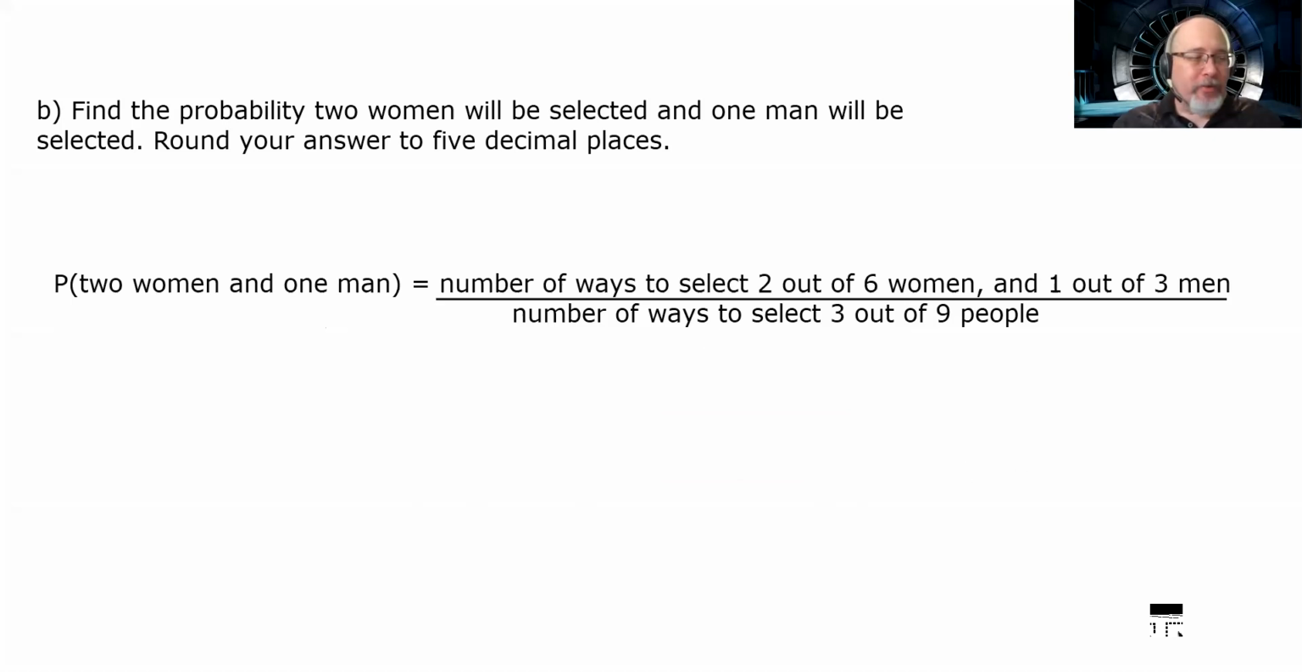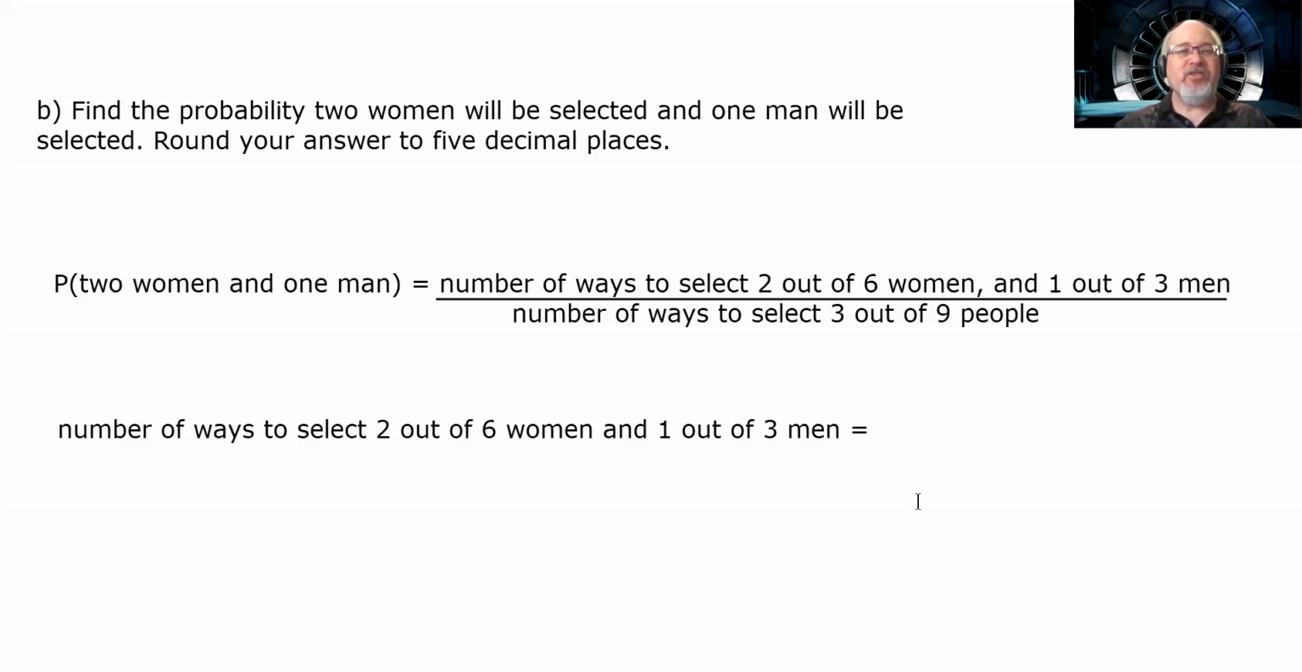The numerator is going to be a little trickier to figure out, but this is where we have to go back to the fundamental counting principle. We need to select 2 women. We need to select 1 man. We have 2 decisions to make. Fundamental counting principle says figure out the number of ways to make the first decision, figure out the number of ways to make the second decision, and then multiply them. Let's focus on the numerator.